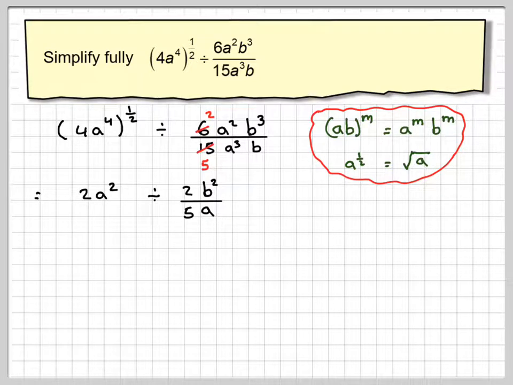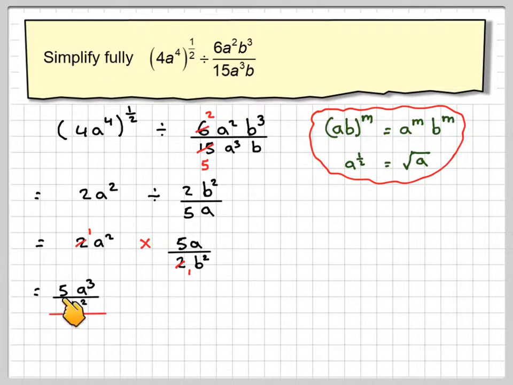So now we'll do the actual division. When we're dividing by fractions, we change the sign and then invert the second fraction. Okay, and we can now cancel that 2 with that 2. And write your fractions one above the other. So you're going to have a squared times 5a, which is 5a cubed, and then over b squared. So this is the final answer, 5a cubed over b squared.